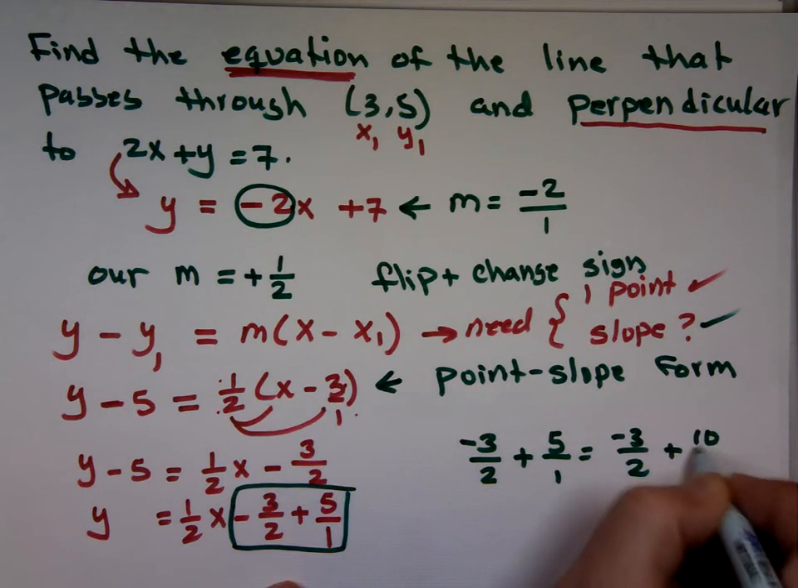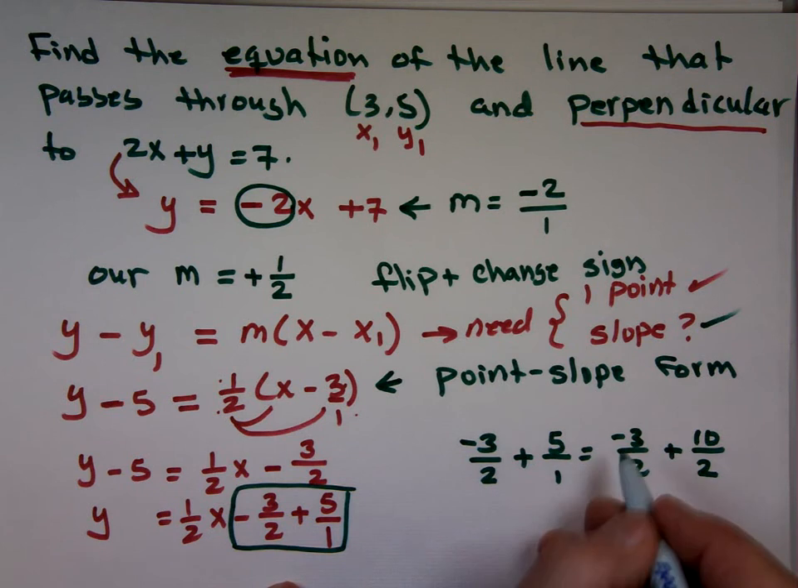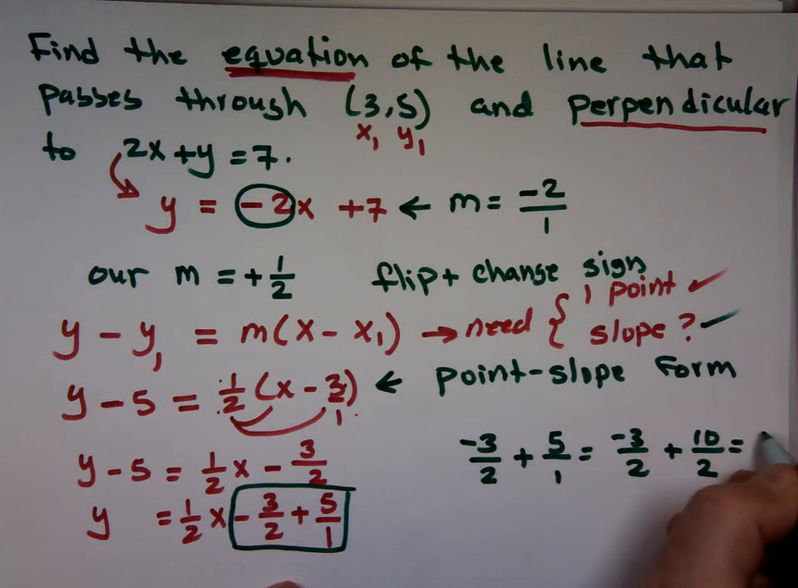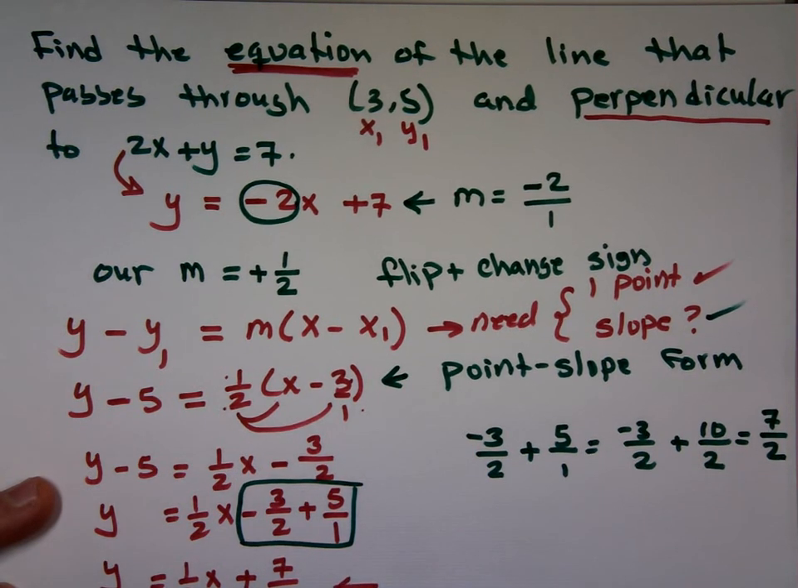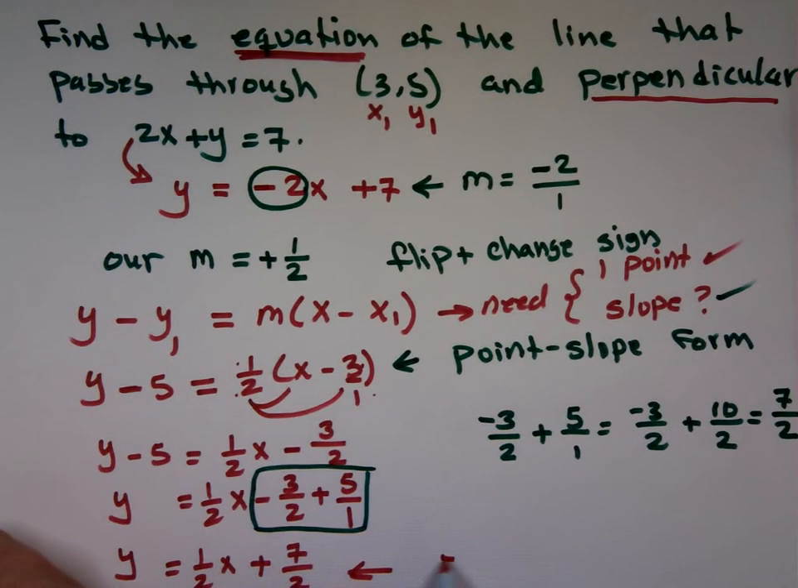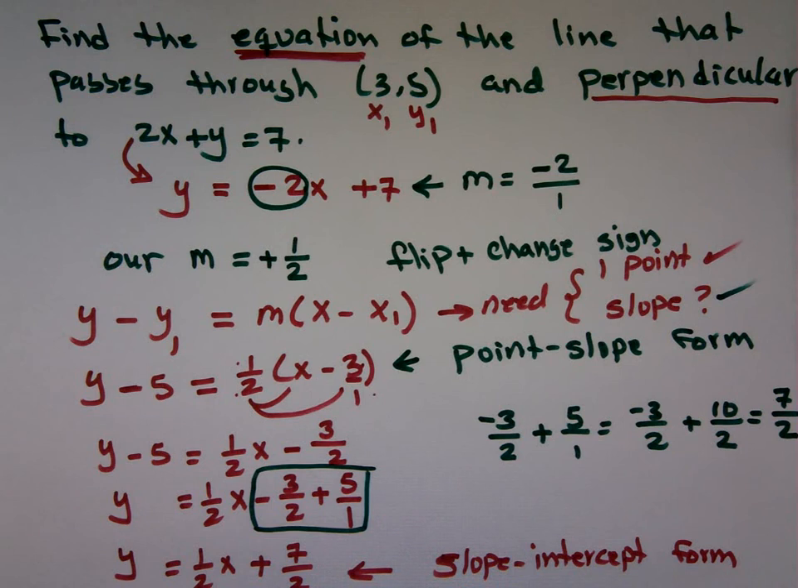What's minus 3 plus 10? Is that 7 over 2? So the final answer is 1/2 x plus 7/2, and that's your slope intercept form.